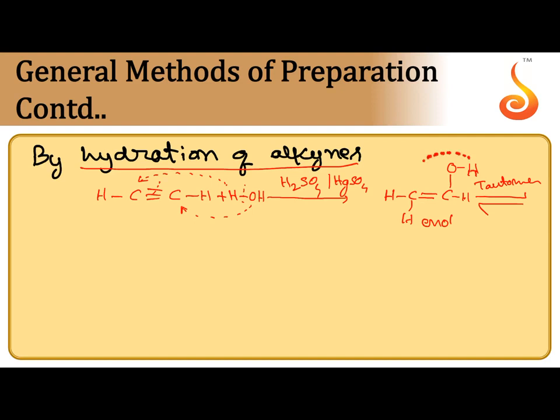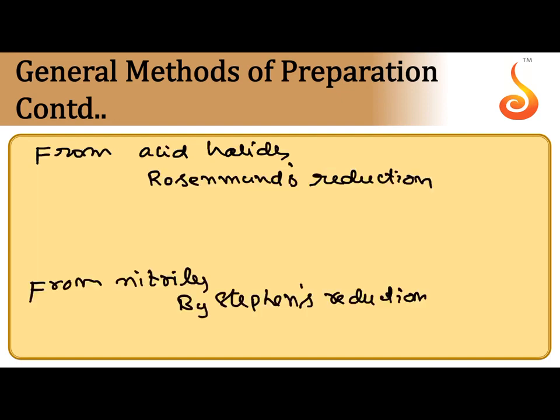During that time, what happens? H from oxygen migrates to carbon. The C=C double bond becomes a C=O double bond. So CH3CHO, acetaldehyde, is the product. So this is one of the best methods for the preparation of aldehydes and ketones. Next, from acid halides, the method is Rosenmund's reduction.